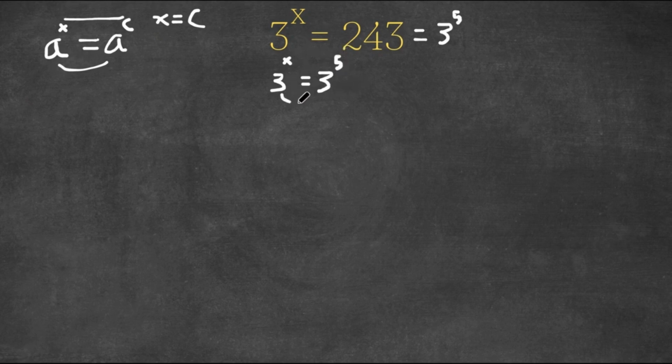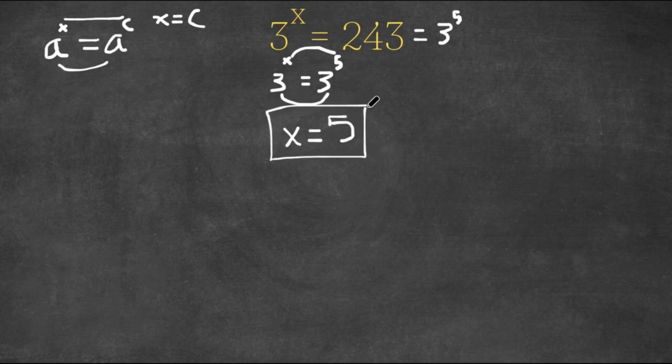Now, our bases are the same, so we know that our exponents here, x and 5, we know that these two are the same as well. So now, we could simply make these two equal each other. So x equals 5. And this is our answer. So it's as simple as that.